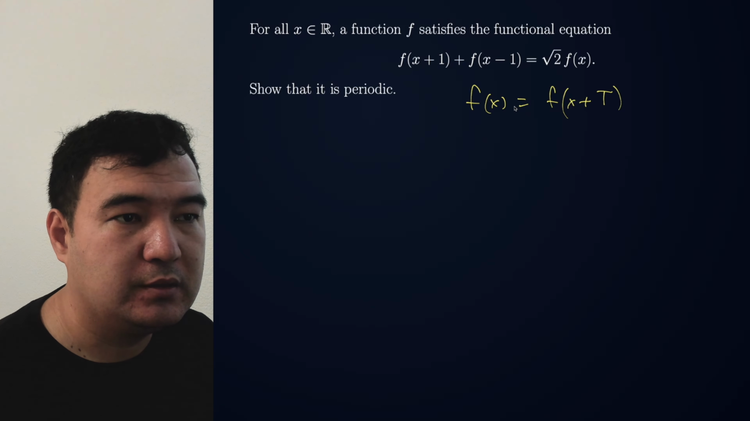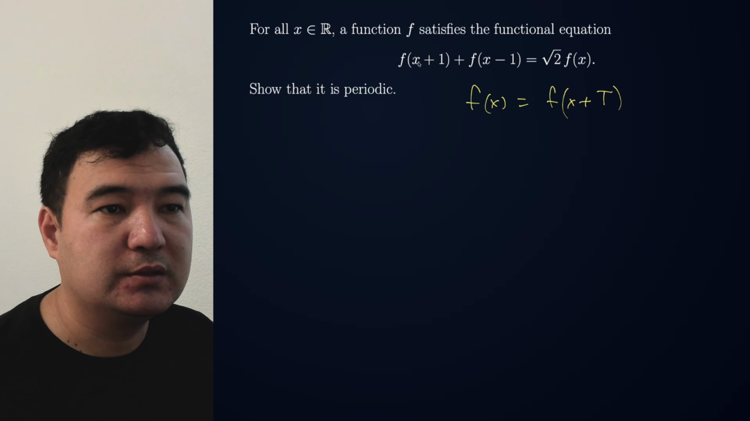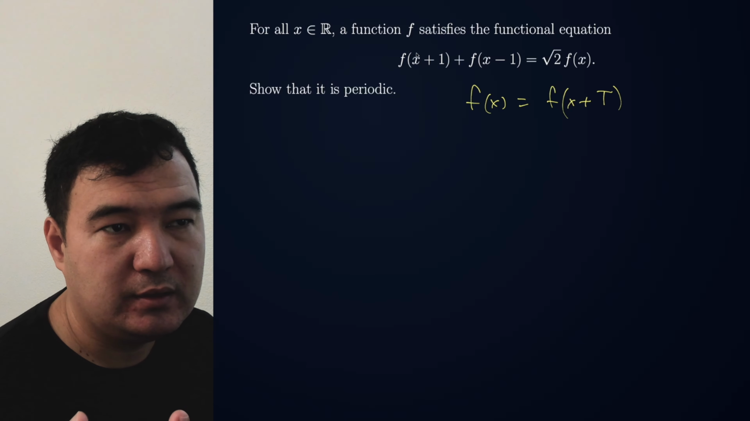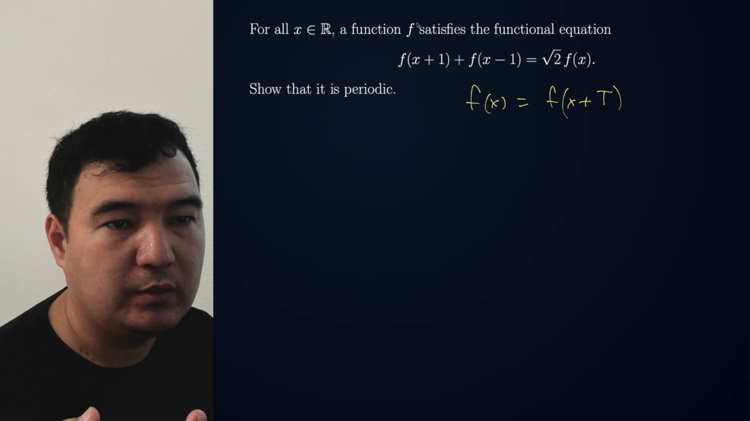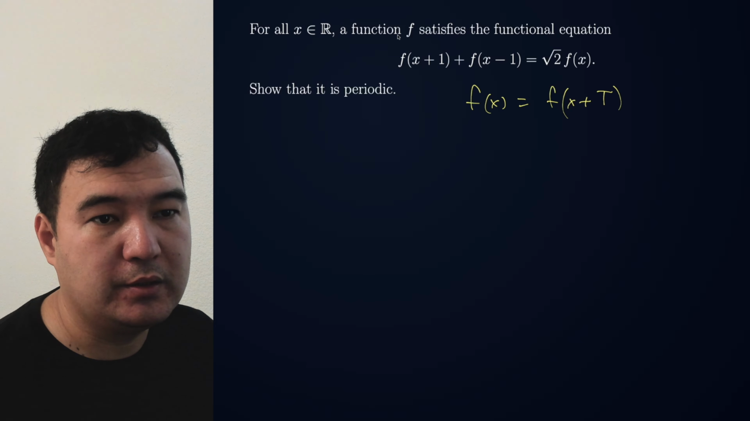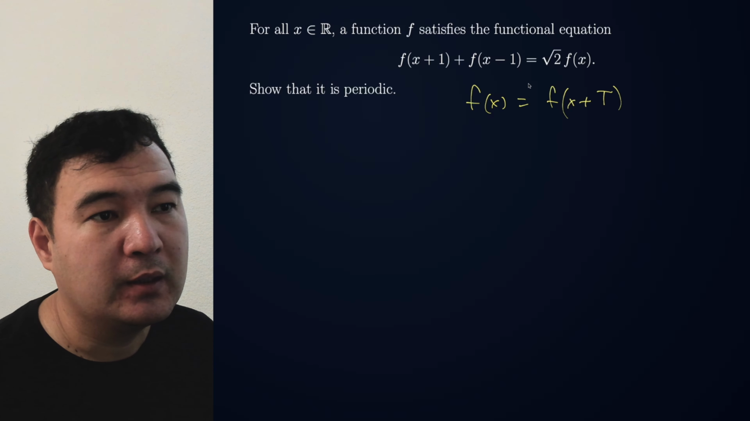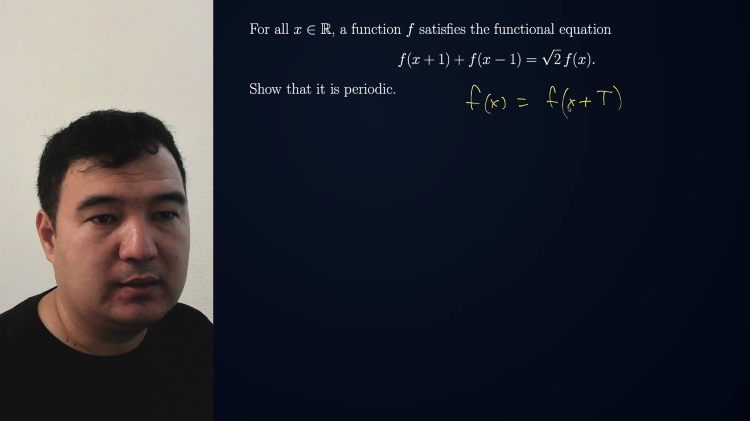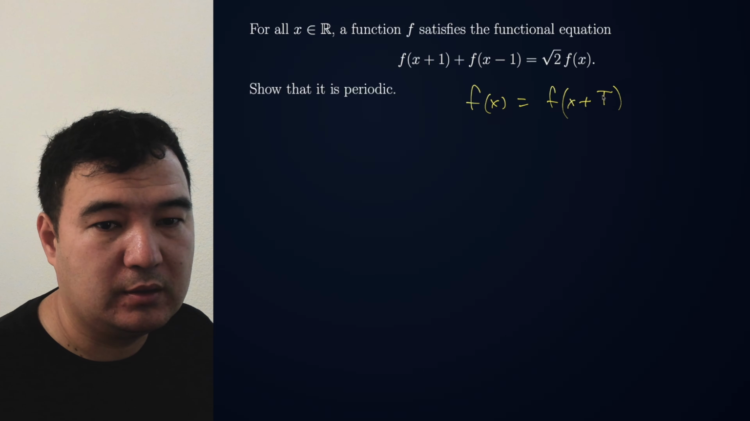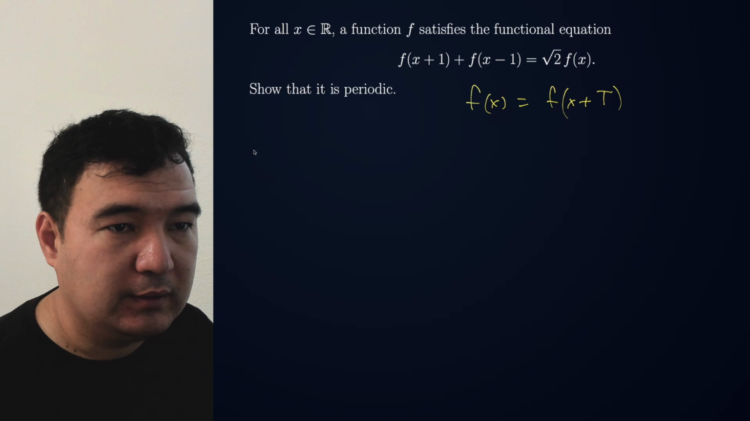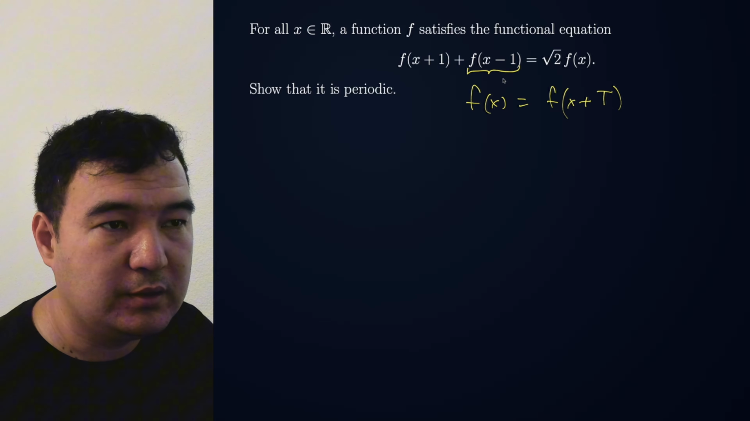How do we prove the function is periodic with the given functional equation? Since we don't have any information about the function f other than this equation, we can try to work with this functional equation and do some manipulations, trying to get something similar to f of x equal to f of x plus something. That something would be a constant number, and then it is the period of the function. So in order to prove that, let's start with some notation for simplicity.